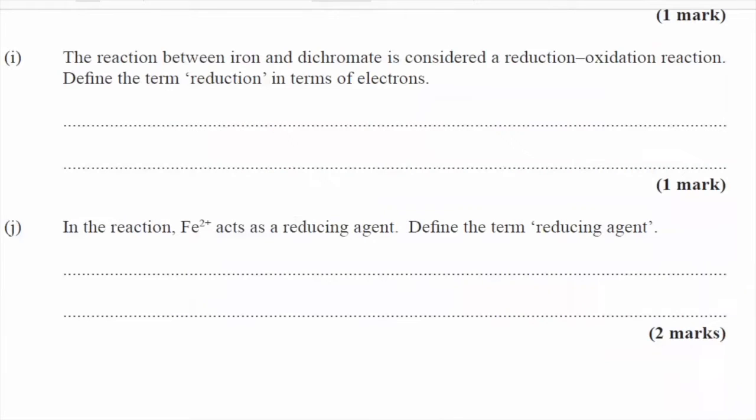Part I, the reaction between iron and dichromate is considered a good reduction oxidation reaction. Define the term reduction in terms of electrons. So where electrons are concerned, we can think of redox, reduction oxidation, as OIL RIG. In this case, reduction is the gain of electrons.